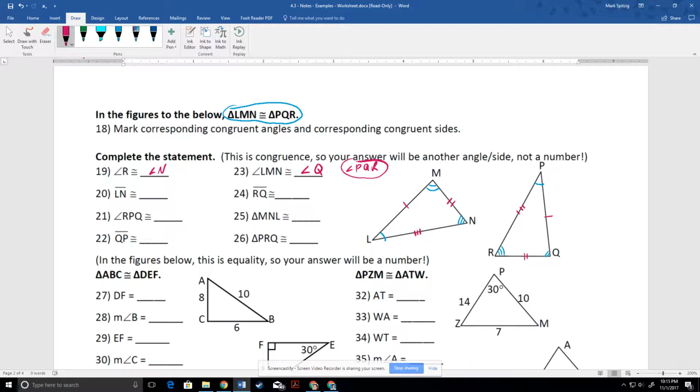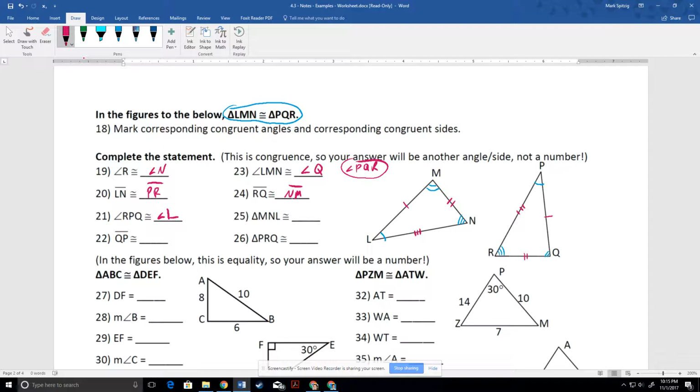LN would be PR. And again, now that I have the diagram, I can look at either the diagram or this, right? But LN is PR. RQ would be NM. RPQ, I think the angle is a little easier to look at on the diagram because RPQ is this angle, angle P, which is congruent to angle L. So I could say angle L, which I'll just do as one.